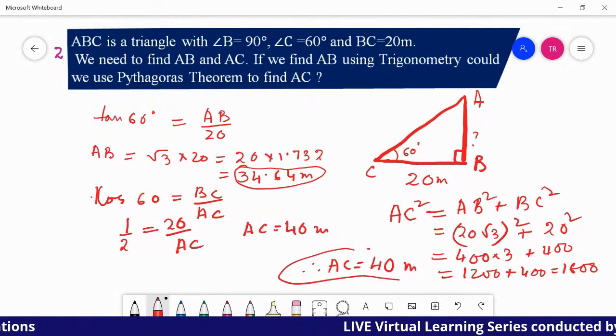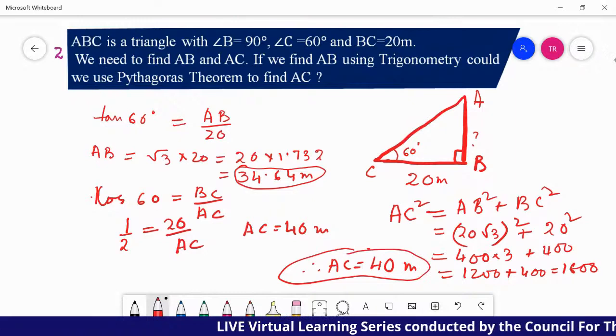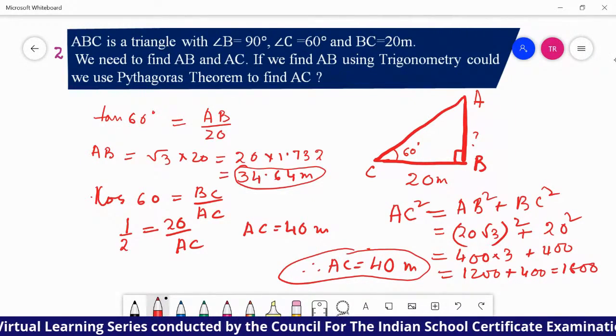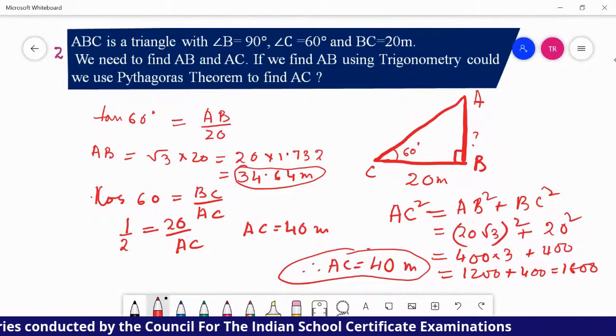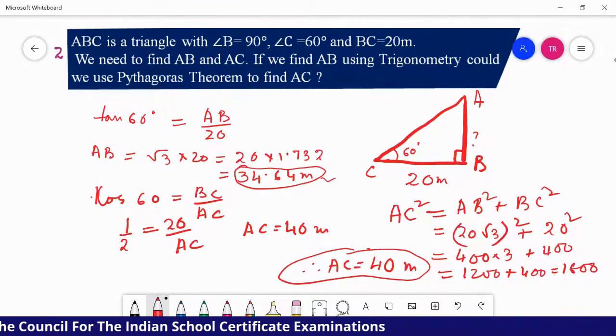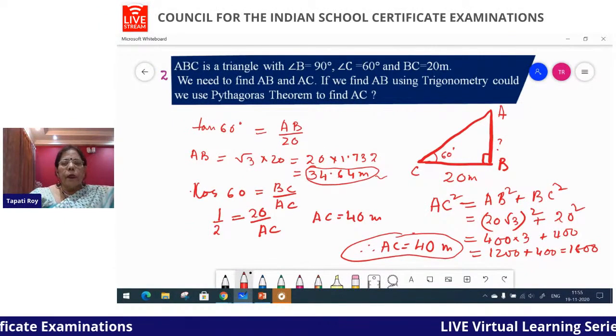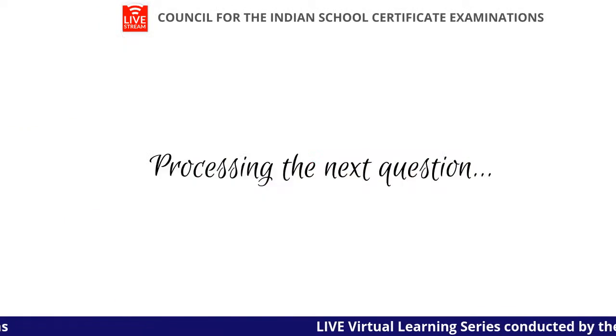So by working with Pythagoras theorem you can do it, but you have more working, and you can use trigonometry. It's up to you which method you would like to use. But be careful, never use a decimal answer when you are applying it in some other part. Now let us see what our next question is.